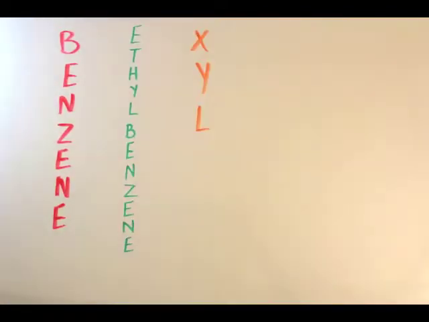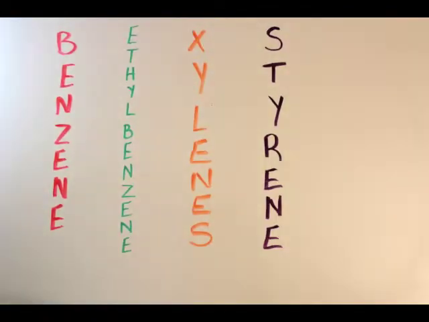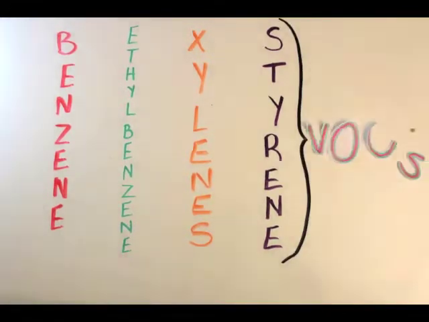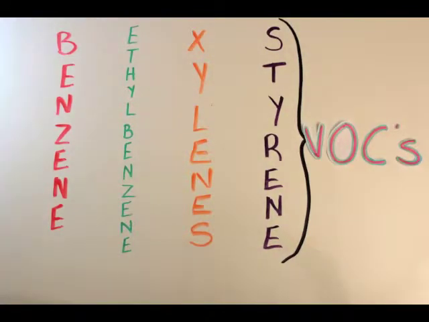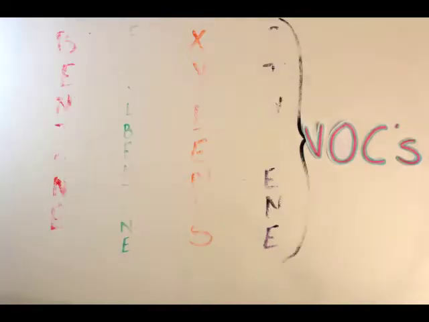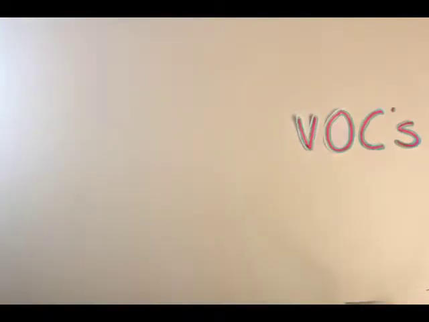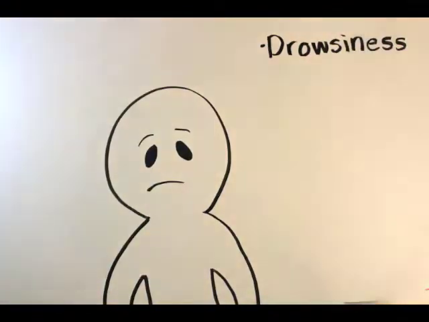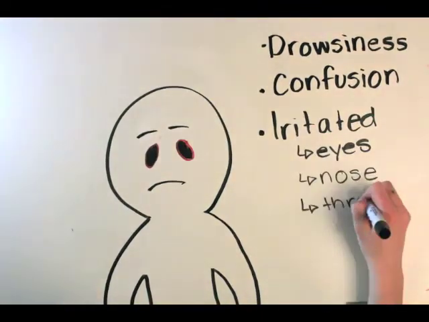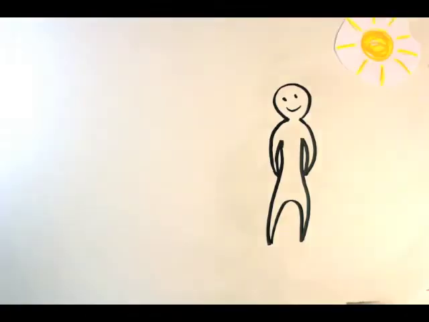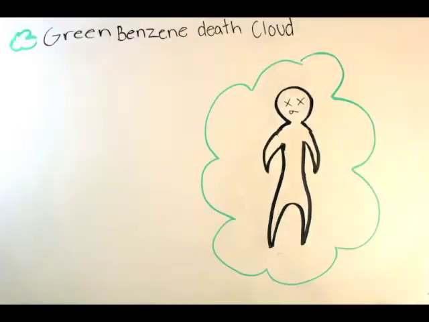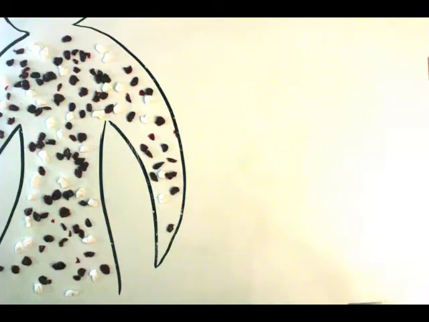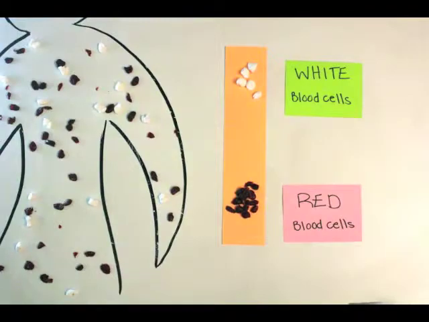Benzene, ethylbenzene, xylenes, and styrene can be found in this hazardous fluid and are some of many volatile organic compounds. VOCs are chemicals that evaporate quickly and are carbon-based. These particular 4 VOCs can be cancerous. They can cause drowsiness, confusion, irritation to the eyes, nose, and throat, tremors, and dizziness. Unlike others, benzene can cause death at extreme levels. It can reduce red or white blood cell count, which would affect the immune system.